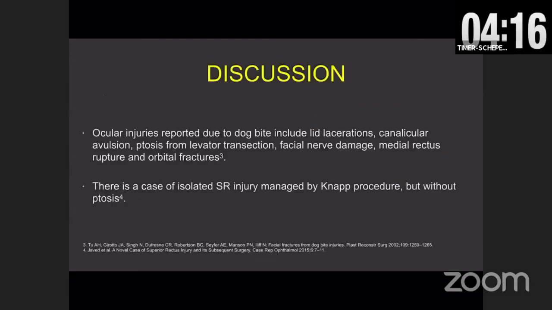So ocular injuries reported due to dog bite include lid lacerations, canalicular avulsion, ptosis from levator transection, facial nerve damage, medial rectus rupture, and orbital fractures. There is also a case of isolated superior rectus injury by dog bite, which was managed by NAP procedure, but it did not present with ptosis.